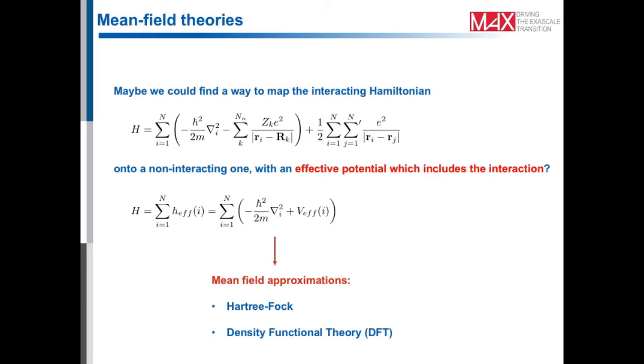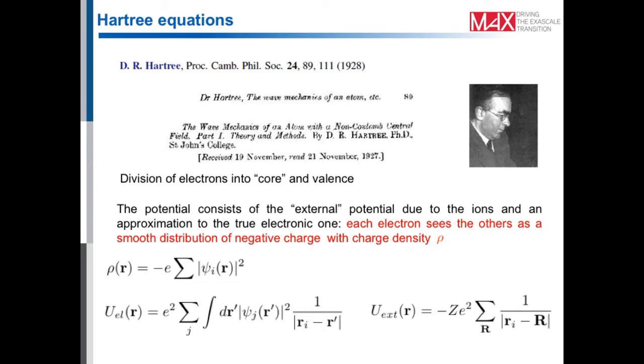So in this mean field approximations, you have already met, for sure, Hartree-Fock, and density functional theory is what we're doing here. So let me remind you, the first ideas were developing approximately at the same time. The Hartree-Fock and the DFT, the initial DFT, let's say, was actually here found by Hartree. What he says is, okay, let's say that the potential consists of an external potential due to the ions, and we approximate the true electronic potential, and we say each electron sees the others as a smooth distribution of negative charge with charge density rho.